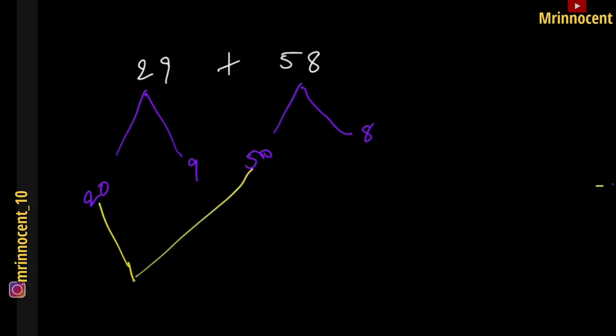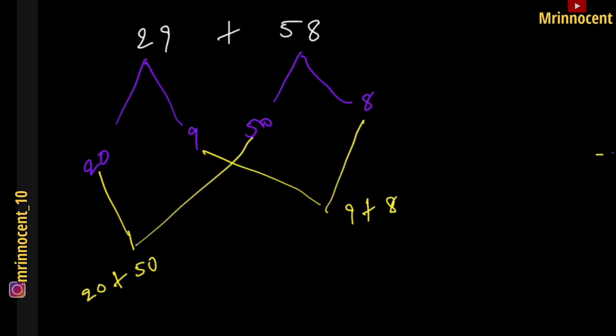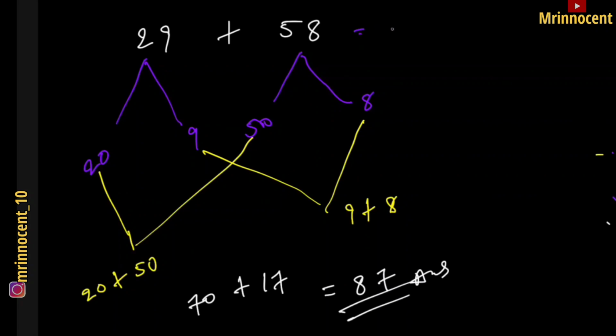So you have 20 plus 50. This one is 5 plus 8. You now add them. You have 20 plus 50 is 70, plus 5 plus 8 is 13. So your final answer is 83.